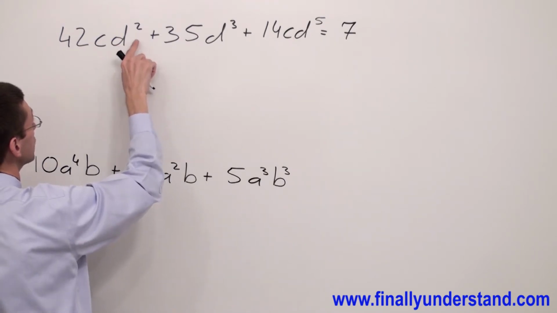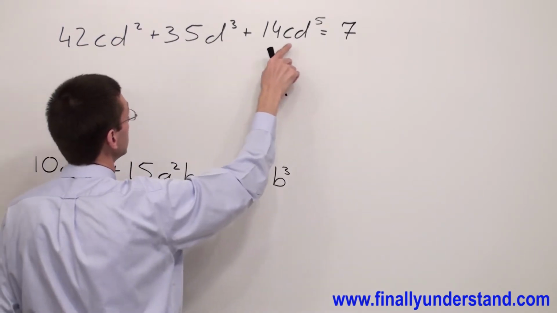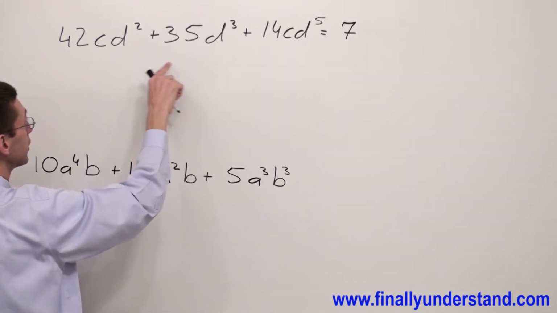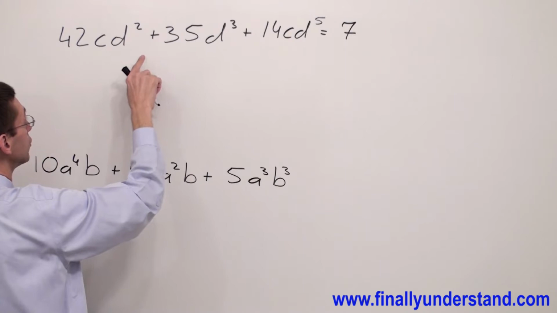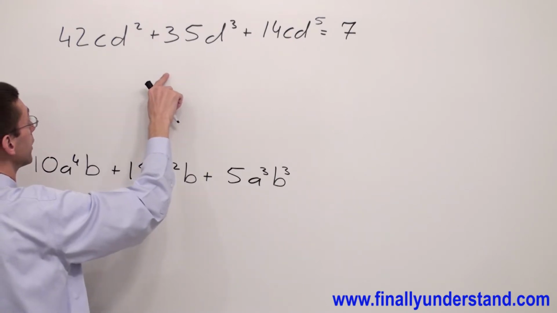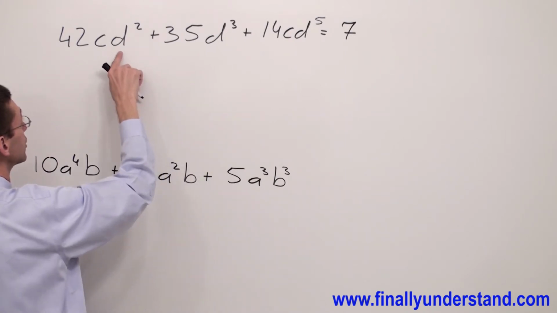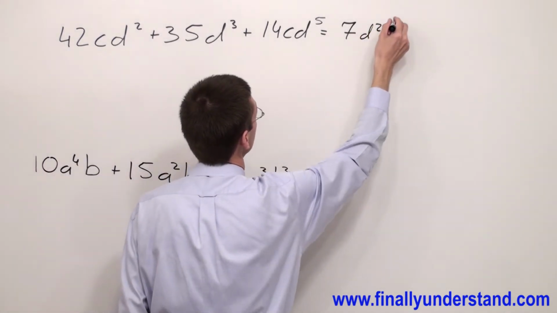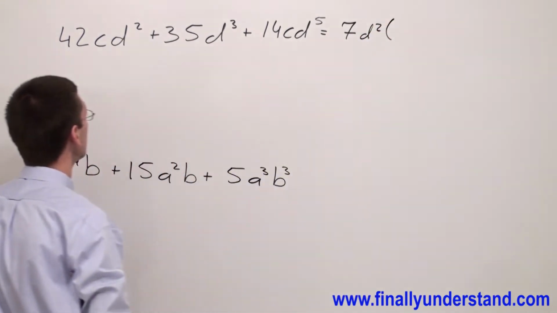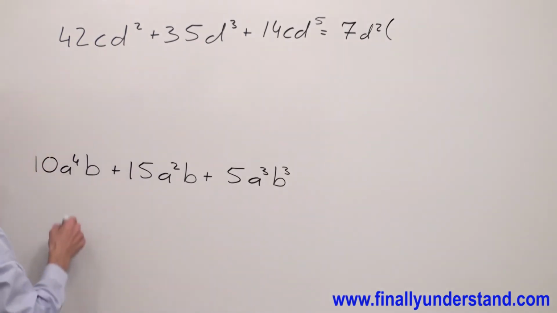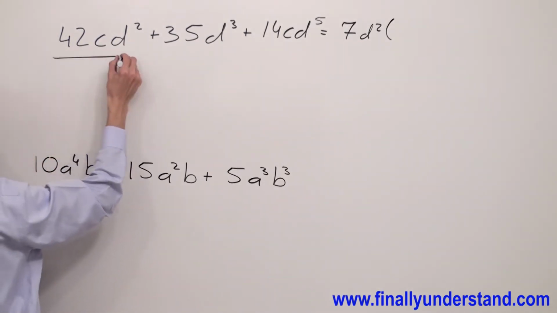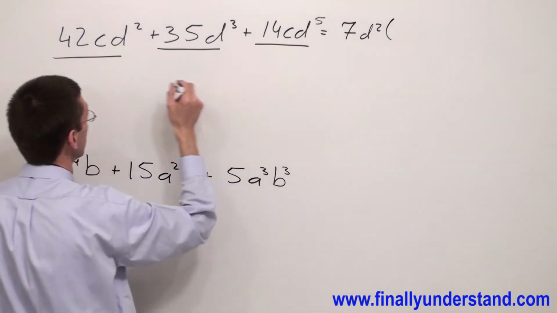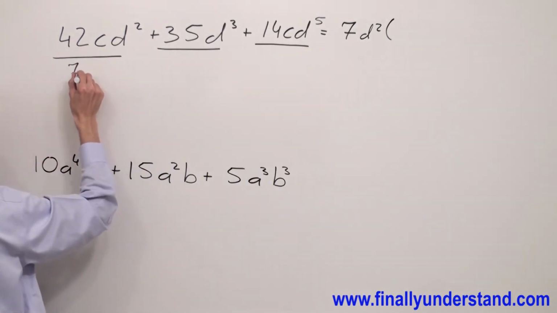I have d to the second, d to the third, and d to the fifth. D is part of every single term in my polynomial. That's why I'm going to choose the one with the lowest exponent, d to the second. In order to find what I'm supposed to write inside of the parentheses, you have to divide every single term of my polynomial by the common factor.